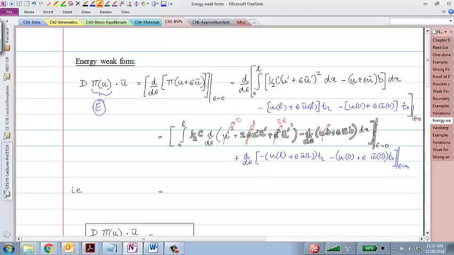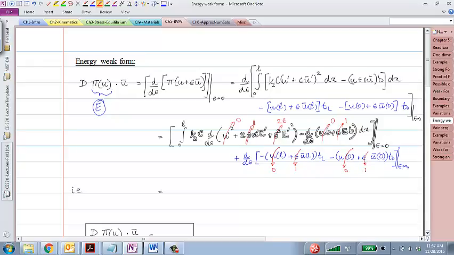All right, so there's no derivative on epsilon here, and derivative of epsilon with respect to itself is 1. The same thing for the boundary terms. Derivative of epsilon is 1. The first term is 0. This term is 0. This term is 1.